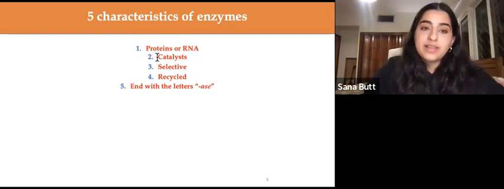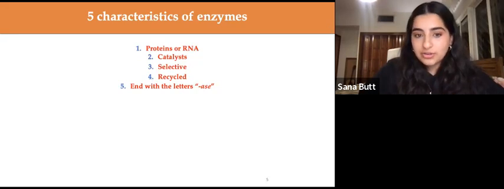The second one is that enzymes are catalysts. It basically means they're chemical agents that accelerate a reaction without being changed in the process.